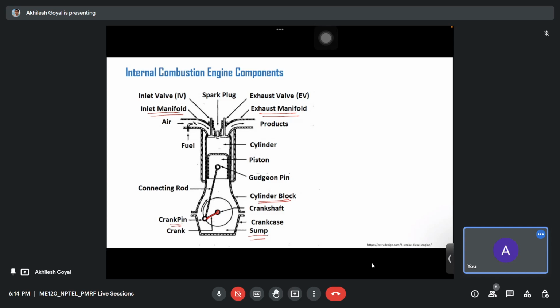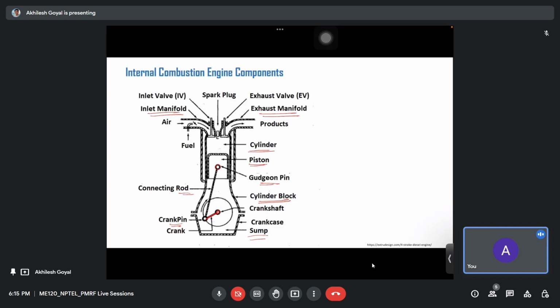Okay, and here is the cylinder. Inside the cylinder is a piston that moves and does the reciprocating motion. This piston is connected to the connecting rod through a gudgeon pin. So these are the main components. Inside the cylinder, this piston moves in upward and downward motion.